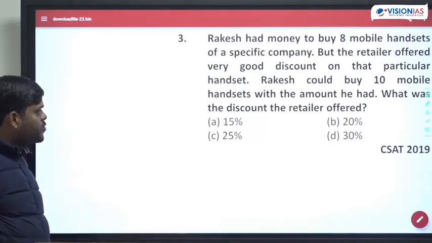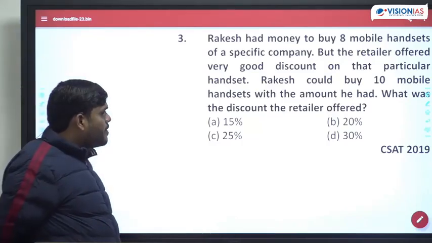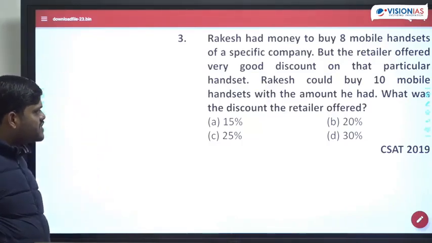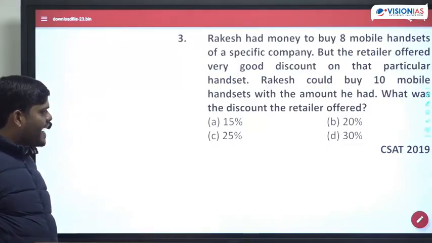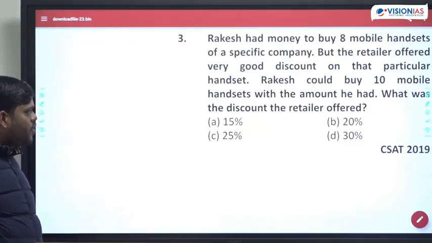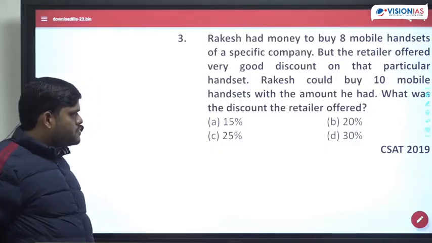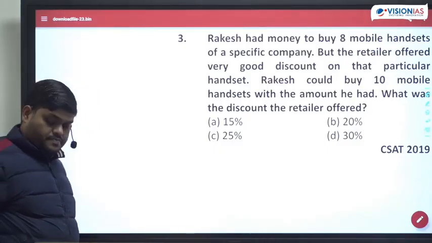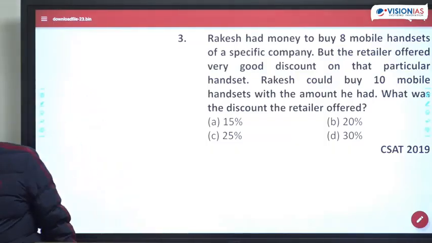Rakesh has money to buy 8 mobile handsets of a specific company, but the retailer offers a very good discount on the particular handset. Rakesh could buy 10 mobile handsets with the amount he had. What was the discount the retailer offered? Give the answer to this question.